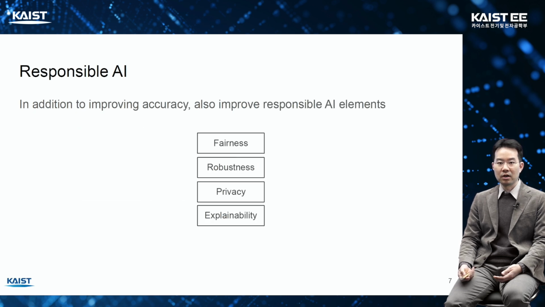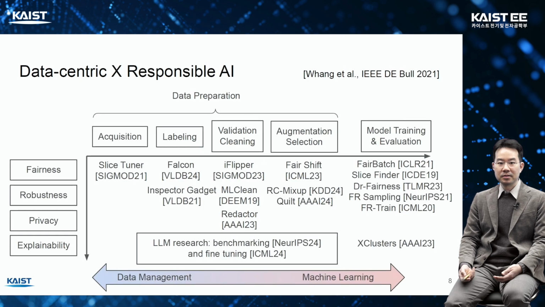As I mentioned, our lab focuses on satisfying these 4 responsible AI objectives. And we combine these objectives with the data-centric AI objectives and solve the combinations of problems. You can see that towards the left-hand side, you see a lot of data management topics like acquisition and labeling. And there we have solved responsible AI problems and published papers in data management venues.